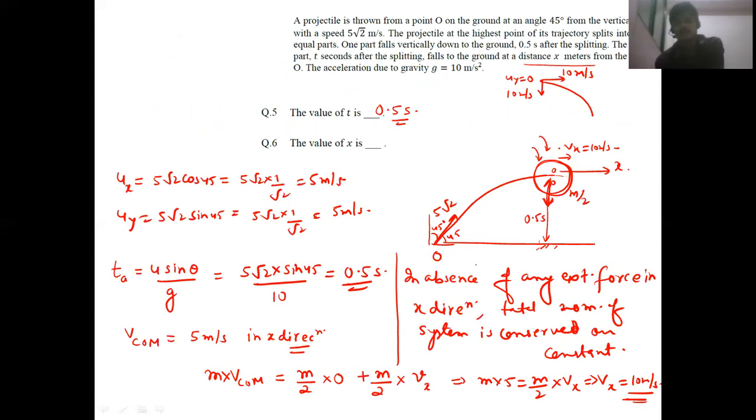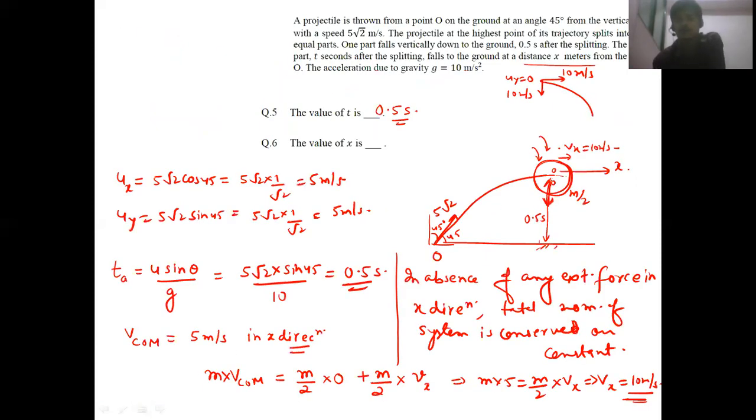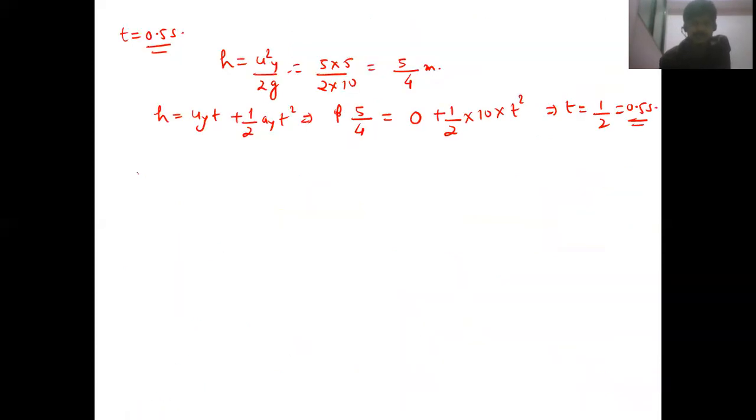What is the value of x from point 4? So let us see how to find this value of x. If the ball or the particle has not split up, then the center of mass will go in this direction. So if I find the range of the center of mass.